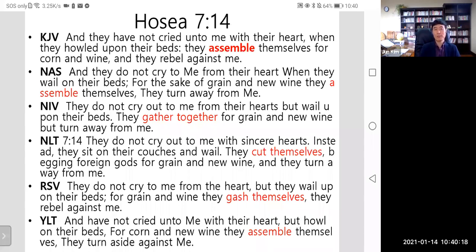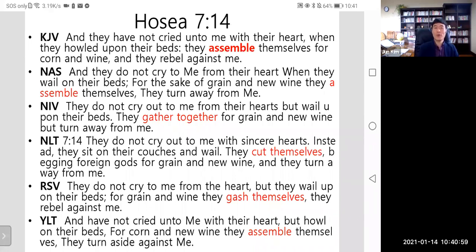Can you recognize anything there? What is the idea when you say assemble themselves? It's very simple. Don't think too deeply. When you say assemble, it doesn't provide a more specific idea of what is really going on. Do you understand? People are just together. But if you see cut themselves and gash themselves, then you can see that this is something like pagan worship.